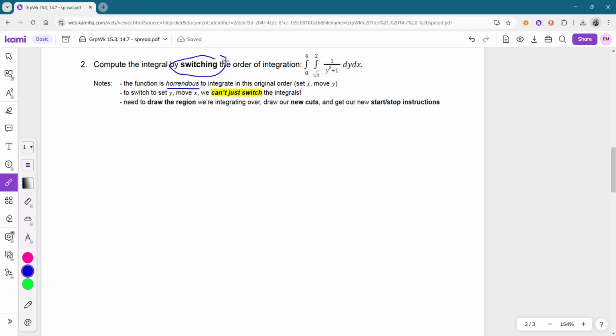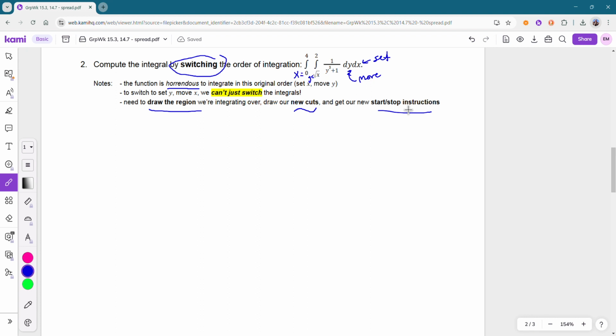But in order to do that, we can't just flop the two integrals. We need to draw a picture. We need to draw the region, then figure out our cuts in the new direction, and get our new start-stop instructions. And so here we have to read off our starting instructions from this integral, and our inside integral is with respect to y. And so we are setting x and moving y from root x to 2, and we're doing that for x's from 0 up to 4.